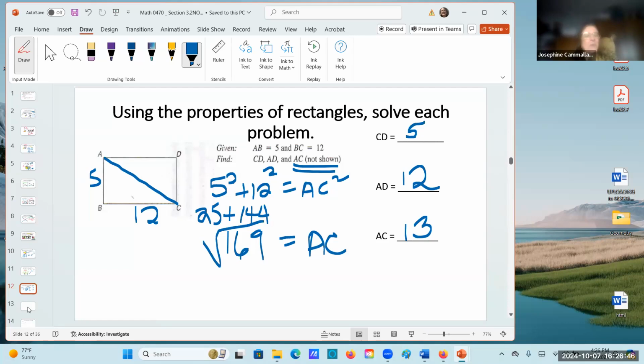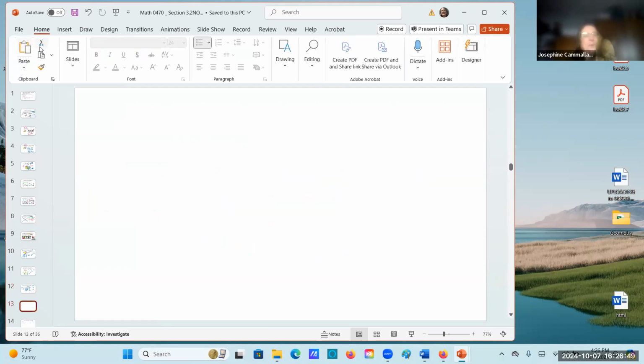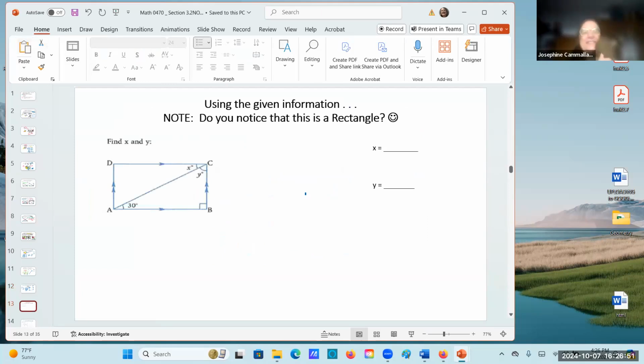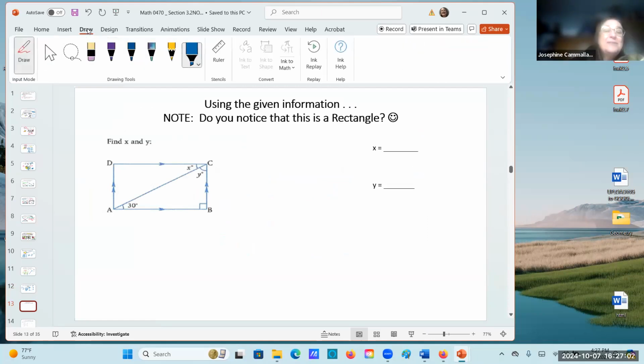Okay. Now, let's see if you can tell me now, first off, how do I know it's a rectangle? Right here, right here, right here, right here. Can you tell me what X and Y are?